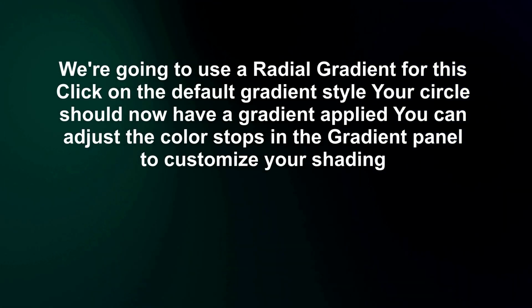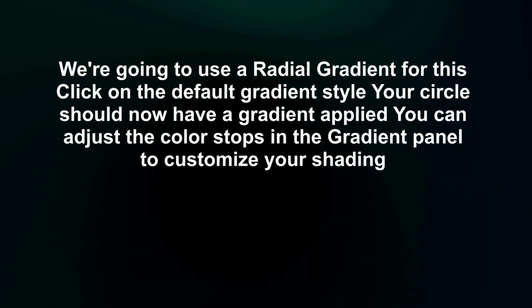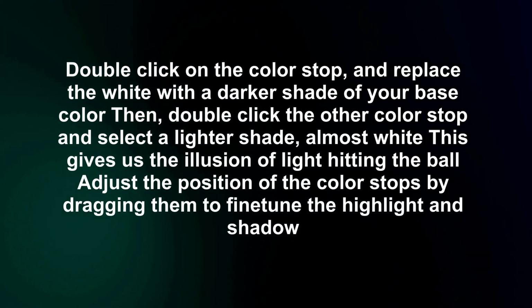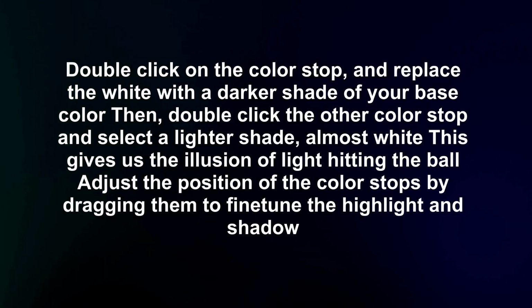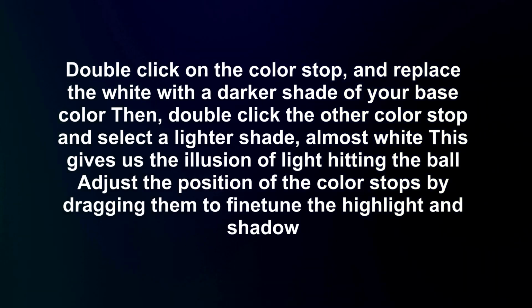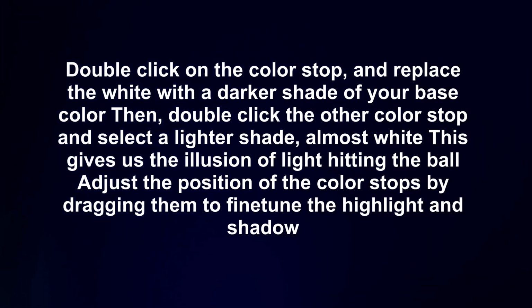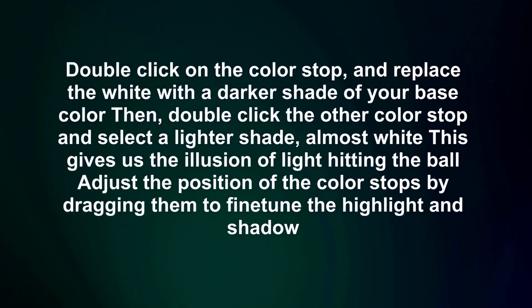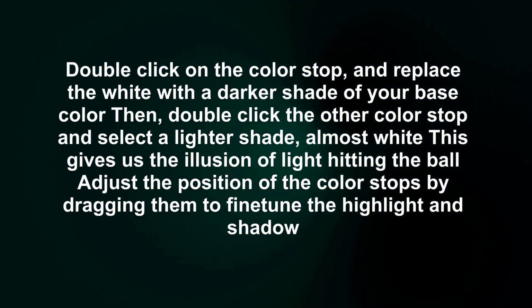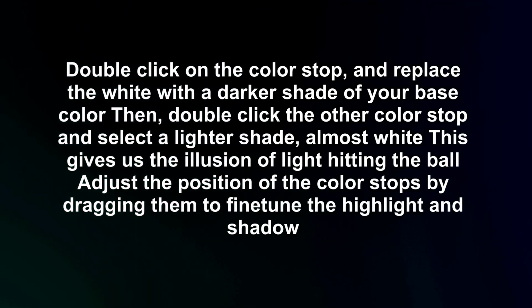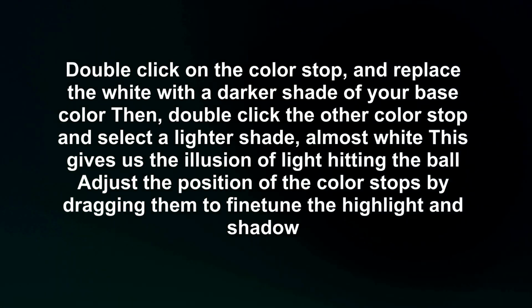You can adjust the color stops in the gradient panel to customize your shading. Double-click on the color stop and replace the white with a darker shade of your base color. Then, double-click the other color stop and select a lighter shade, almost white. This gives us the illusion of light hitting the ball. Adjust the position of the color stops by dragging them to fine-tune the highlight and shadow.